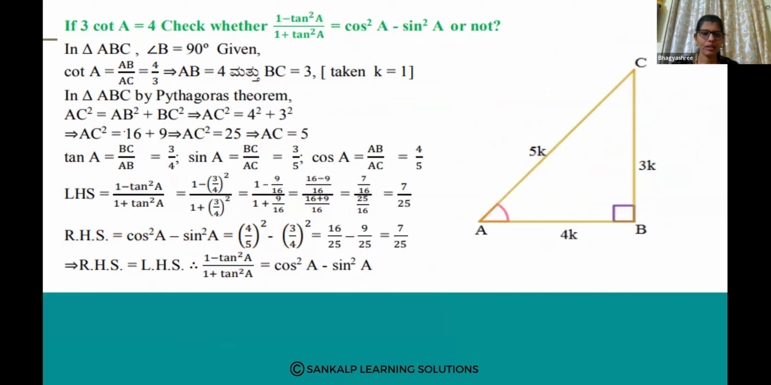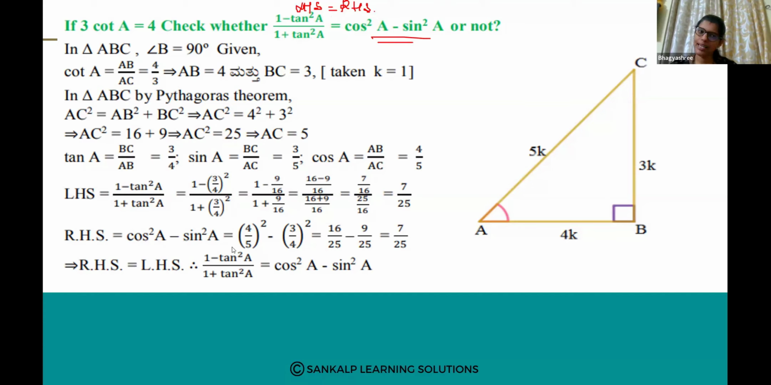Next, if 3 cot A is equal to 4, check whether 1 minus tan square A divided by 1 plus tan square A is equal to cos square A minus sin square A or not. That means what should we do now? We have to check whether LHS is equal to RHS, right? Check whether 1 minus tan square A divided by 1 plus tan square A is equal to cos square A minus sin square A or not.